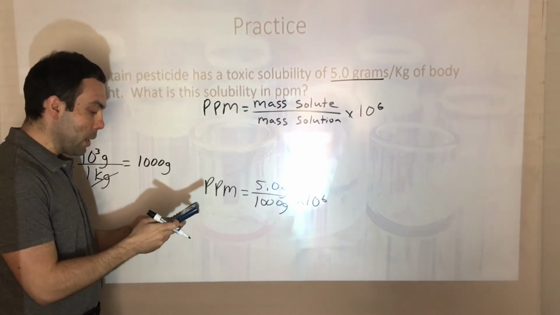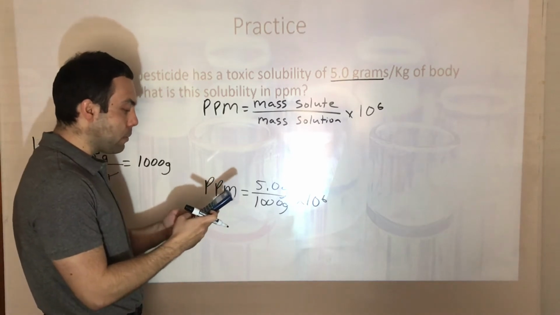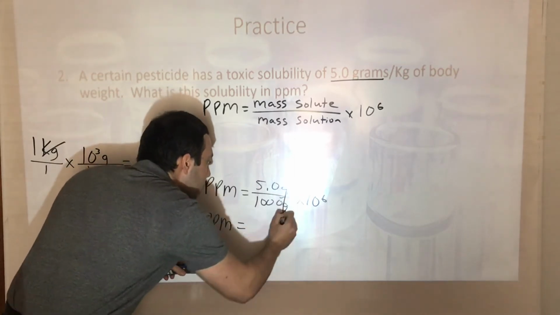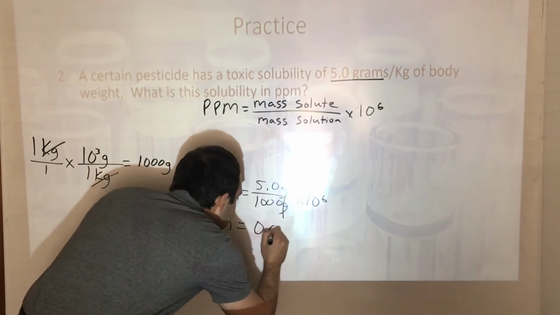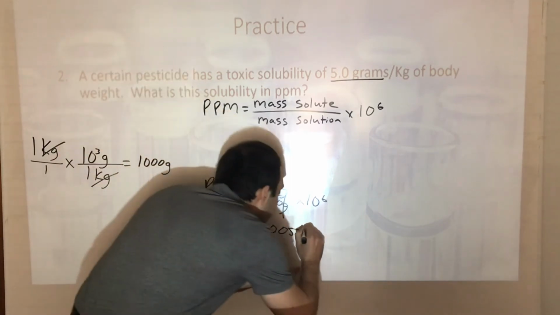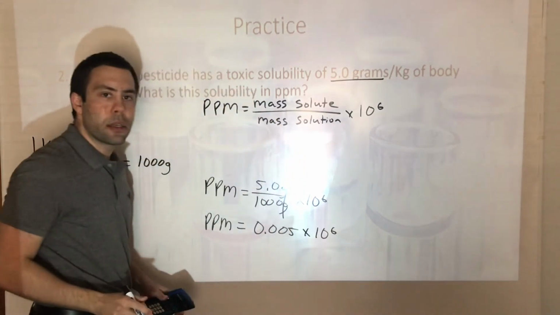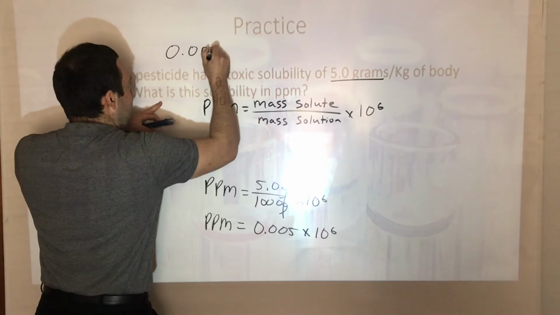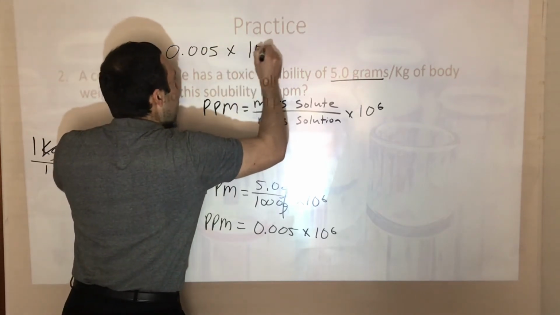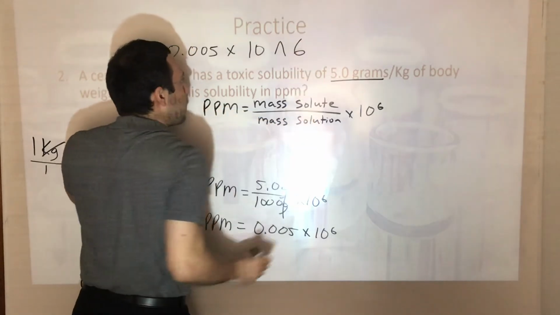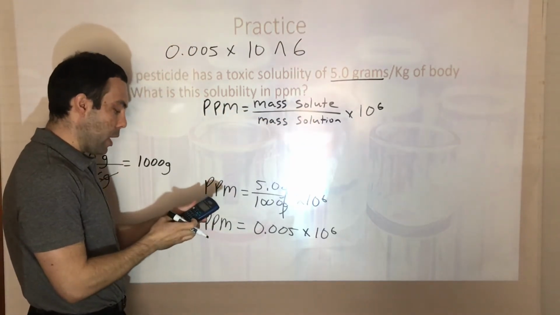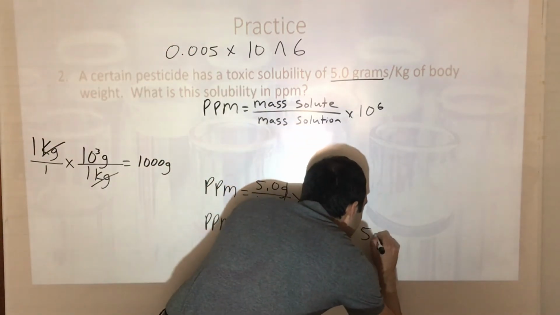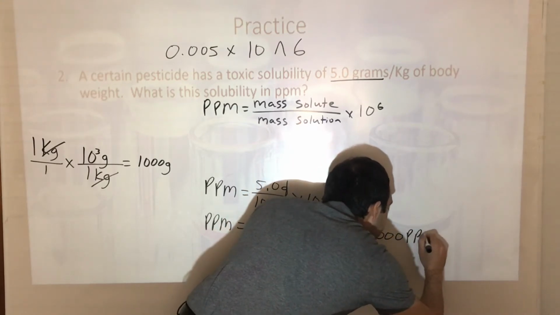First, I'm going to put 5.0 divided by 1,000 into my calculator. I get ppm equals, grams and grams cancel out, 0.005 times 10 to the 6th. So when I punch this into my calculator, it's 0.005 times 10 caret 6. If I do that properly, I should get 5,000 ppm.